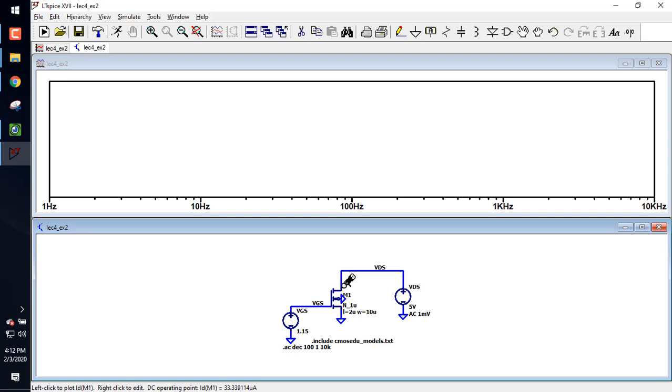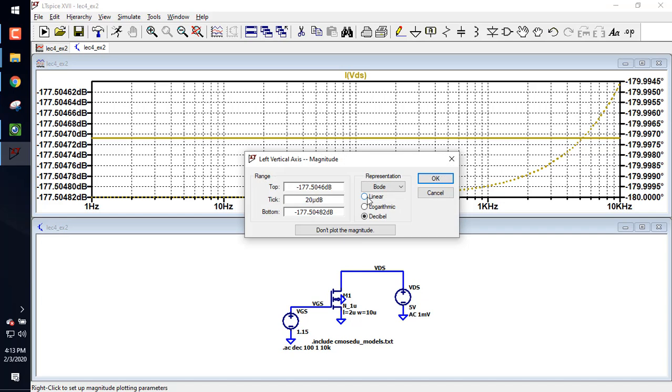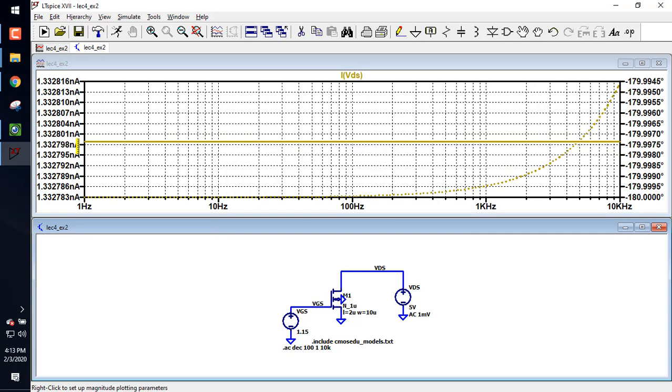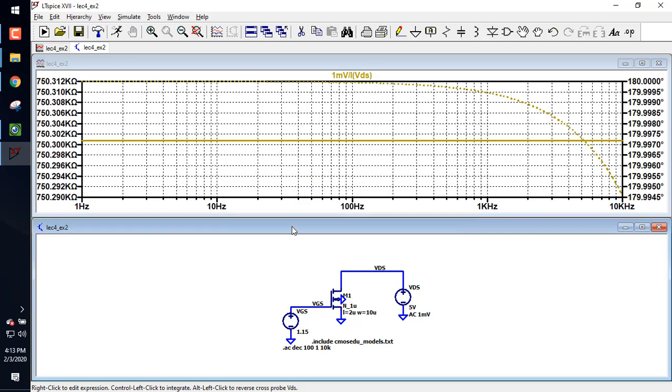And then let's look at the AC current that flows. Boom. Let's go linear, I don't like dB. It says 133 nano. And then I want to find out what the input resistance is. So what do I do? 1 milli, that current into, what's the AC voltage on the drain? 1 millivolt. Anybody agree with that? Then hit enter, and I get 750K.